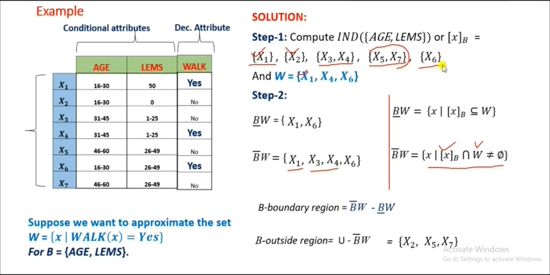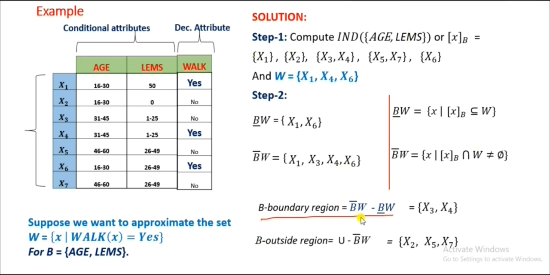X6 intersection W, we have something common, that means the intersection is not equal to null. We have X6 here and we have X6 here, so X6 will be part of the upper approximation. This is how we compute the upper approximation. And the definition for boundary region is very simple. It is upper approximation minus lower approximation. So if we subtract this set from this set, we are left with X3, X4.